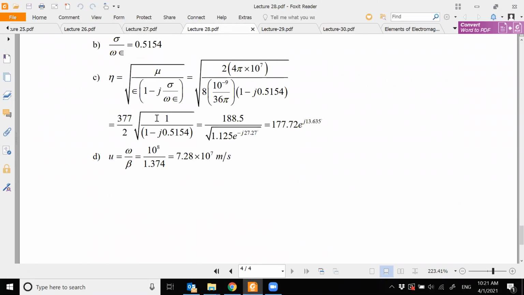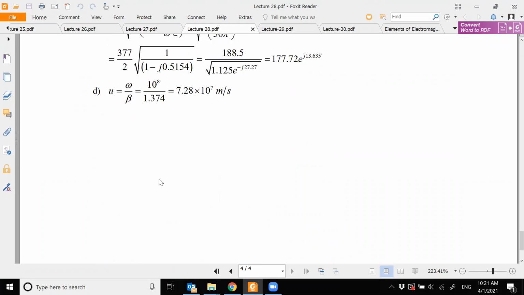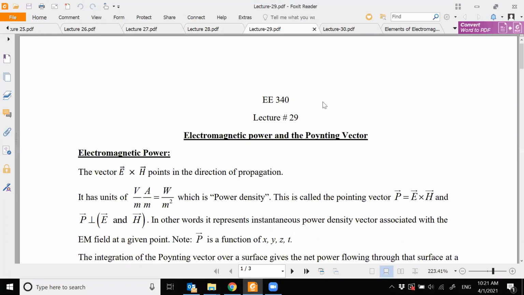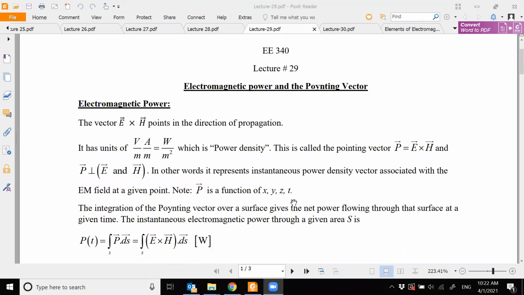And then I'm finding the u, which is the phase velocity. Okay, so this is how you need to approach problems which have a medium which is unknown. You need to first identify whether it is lossy or lossless. Okay, so now we go to the next part, which is the electromagnetic power.